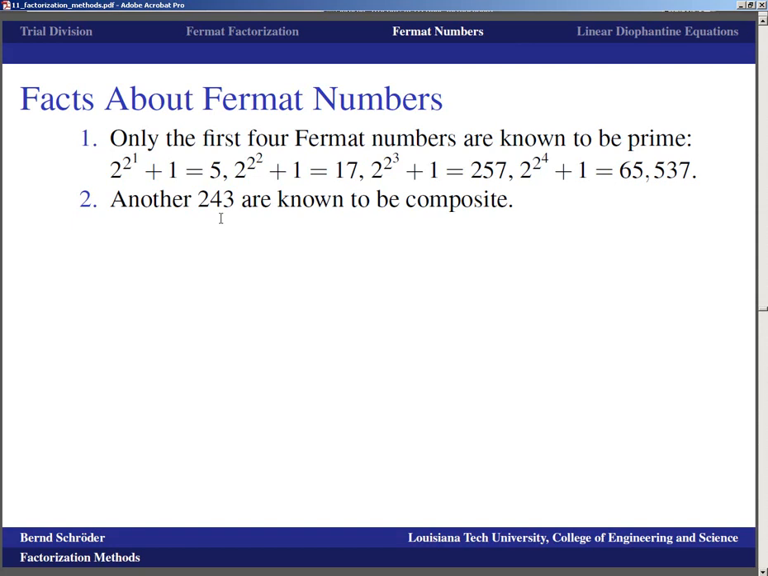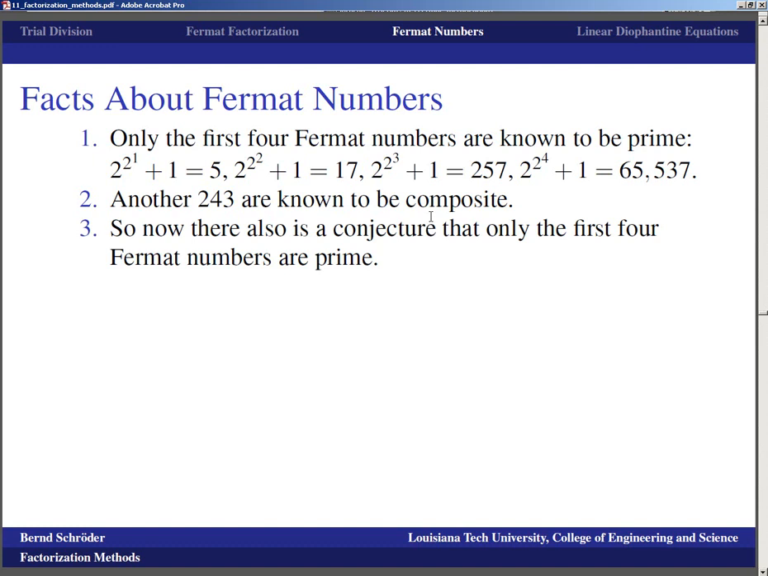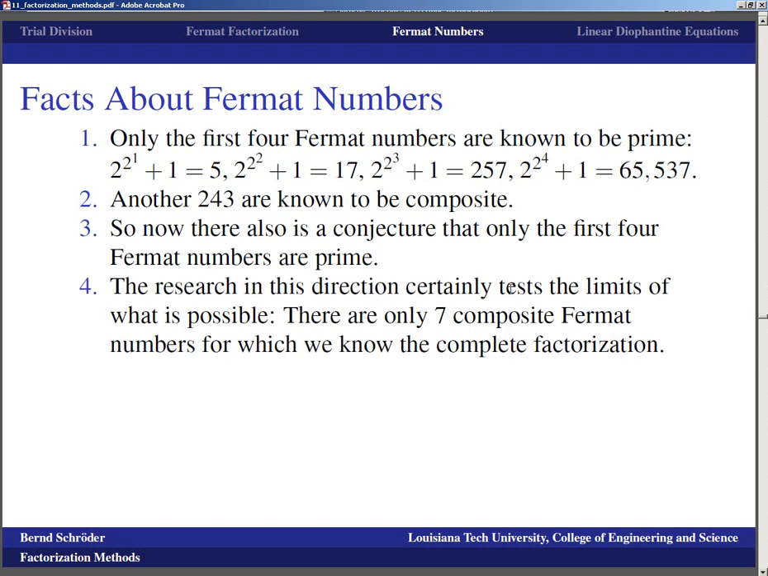Another 243 of these Fermat numbers are known to be composite, and after that we don't know. There is a conjecture that all but the first 4 Fermat numbers are composite, but the research in that direction really tests the limit of what's possible, because for only 7 of the composite Fermat numbers do we have the complete factorization. That at first seems kind of strange, right? We've got 243 that are known to be composite, and for only 7 of them do we have a complete factorization. I would assume for the other ones we have at least one factor, but think about it.